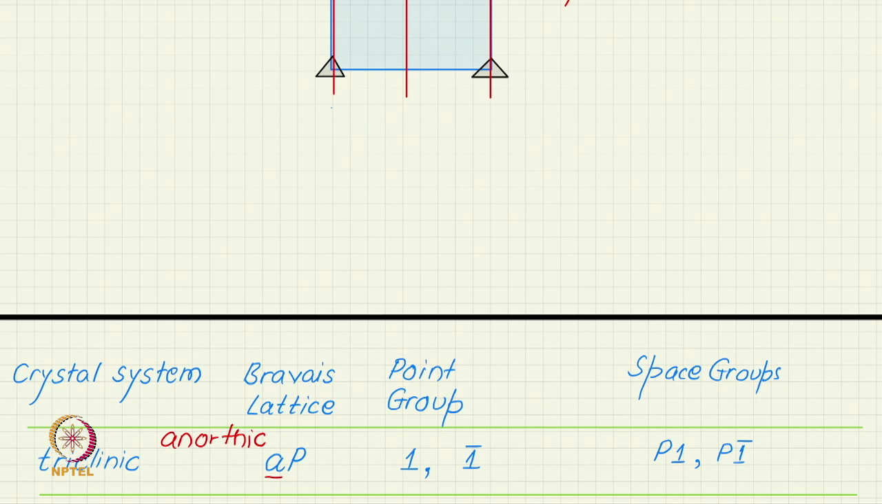So, we can associate the objects with these point groups to the triclinic lattice, the primitive triclinic lattice, and that will generate two space groups for me whose Hermann-Mauguin symbols are P 1 and P 1 bar. So, these are actually the first two space groups in the international table. Space group number 1 is P 1 and space group number 2 is P 1 bar.